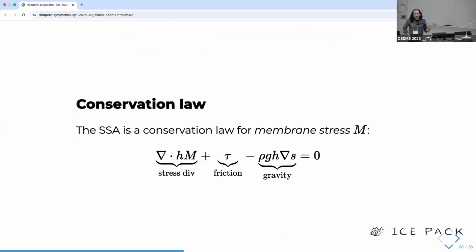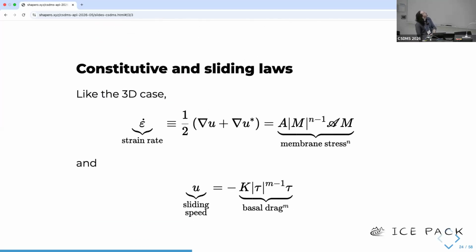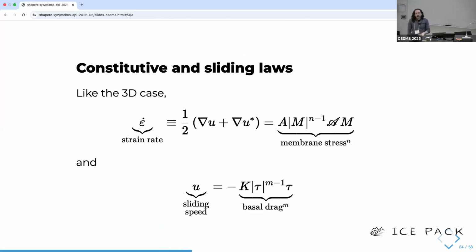So the shallow stream approximation, like the Stokes equations, is a conservation law, but for membrane stress instead of deviatoric stress. And it is a balance between stress divergence, friction at the base, and gravity. And here gravity is thickness times the gradient of the surface slope. Ice flows downhill. And so again, we have to supply the constitutive and sliding laws.